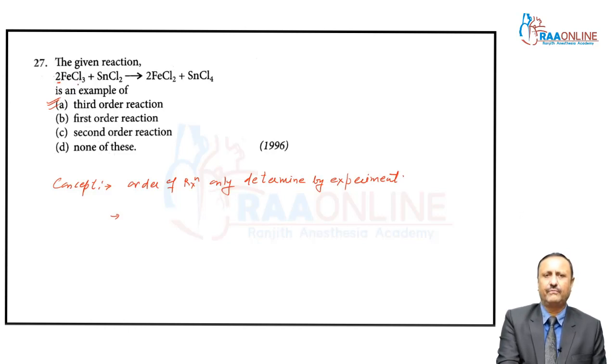But if you have not been given the data in the question, what happened? So, my dear students, this is the last option, that you have 2 present here and here 1, 2 plus 1 is 3, that is why you can count the third order reaction, because here we can see the 2 molecules of FeCl3 react with 1 molecule of SnCl2 and form the FeCl2 and SnCl4. So, my dear students, you can see the question number 27, option is A.